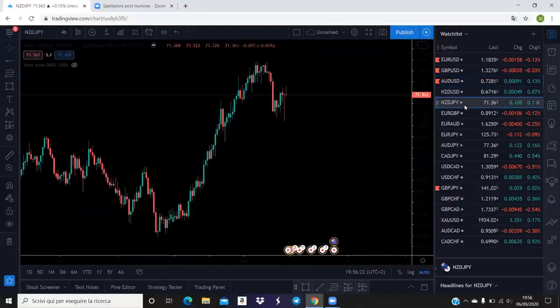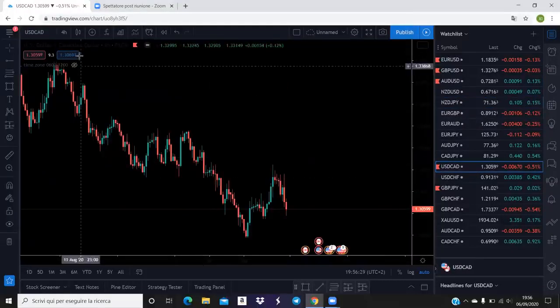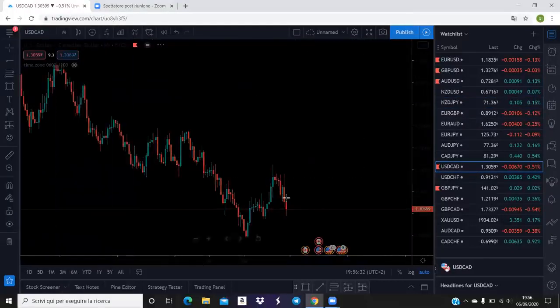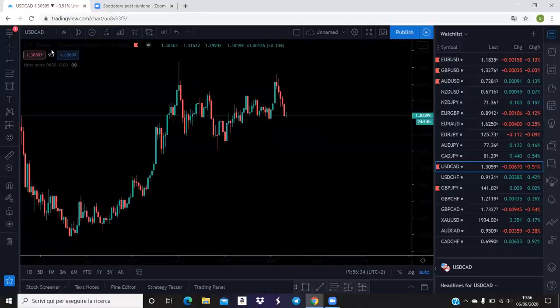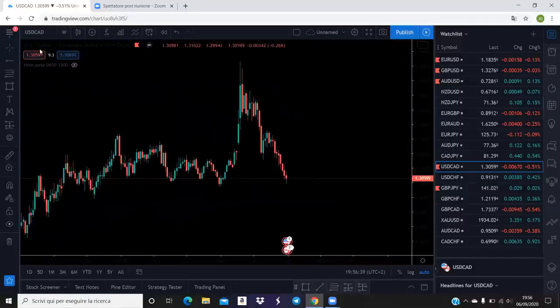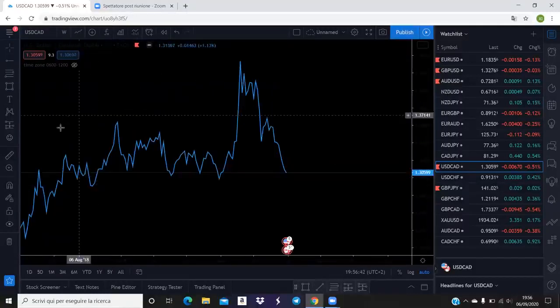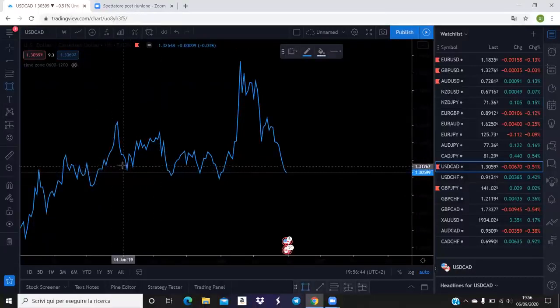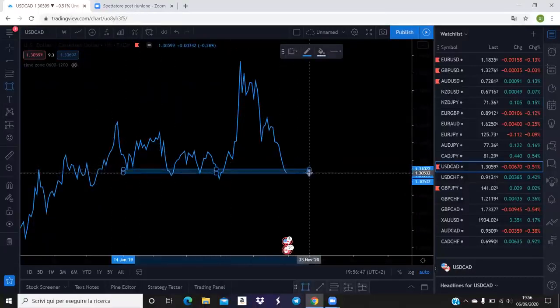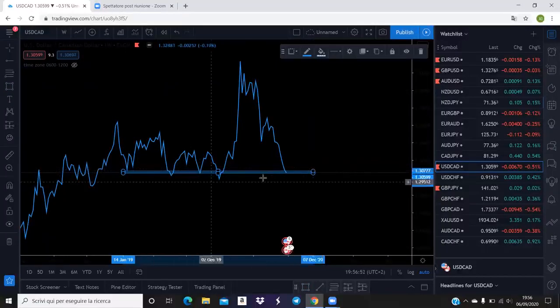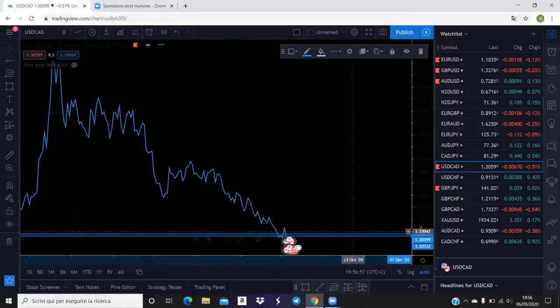Let's move on to some others. For example, USDCAD. USDCAD weekly chart. Let's start with the weekly. No, sorry, not monthly, weekly. There you go. We can see that we are very close to, actually we are at this support area. We had some fake outs, of course, but we are at this weekly support area.